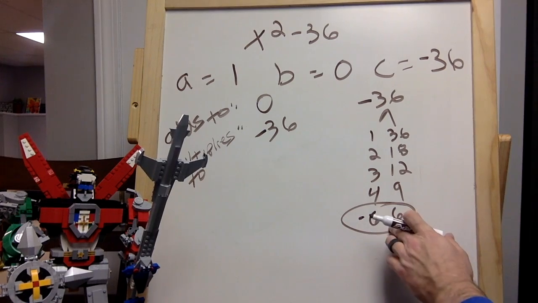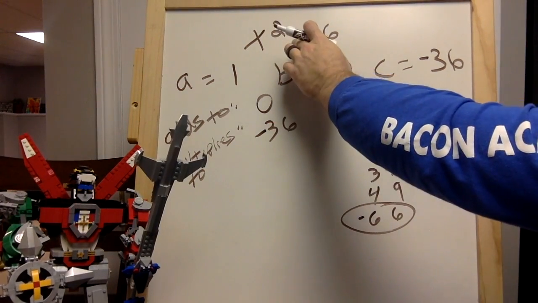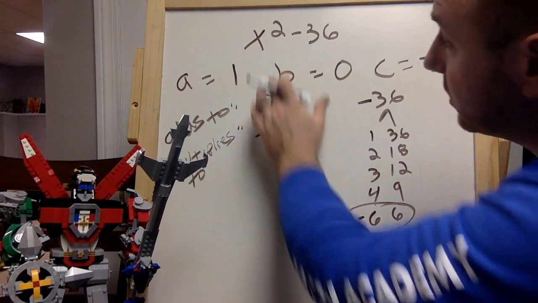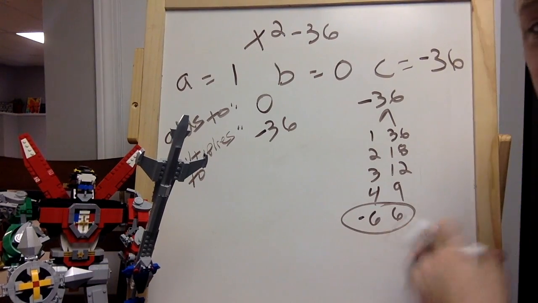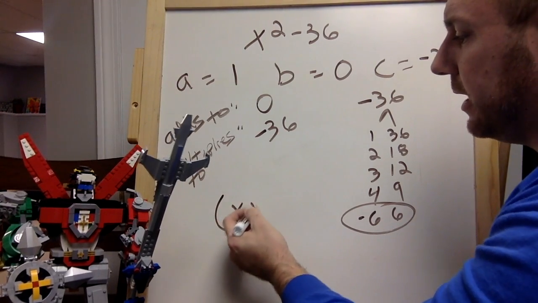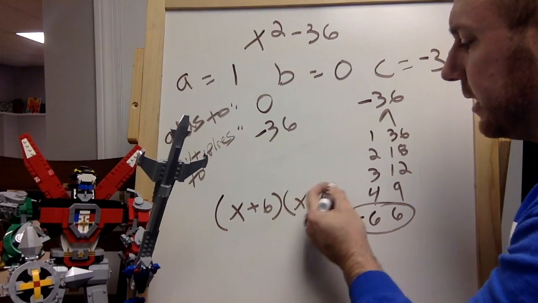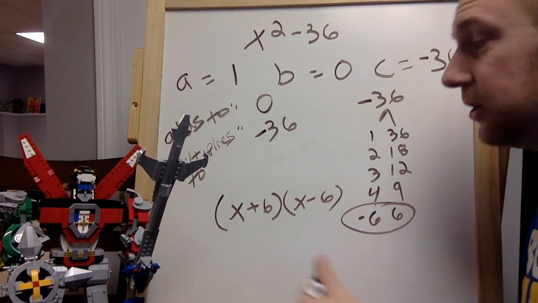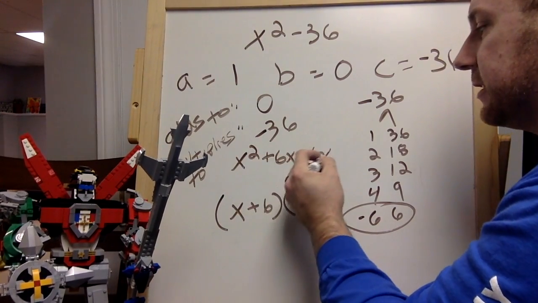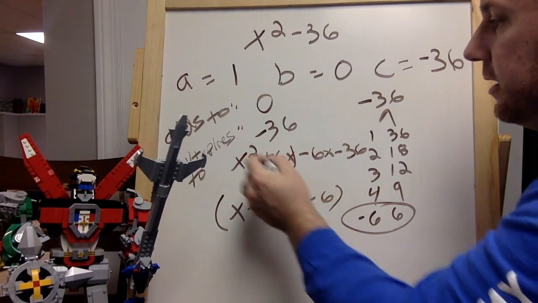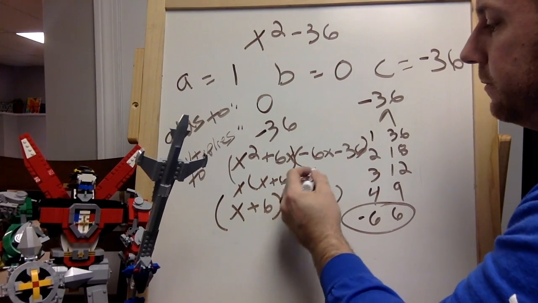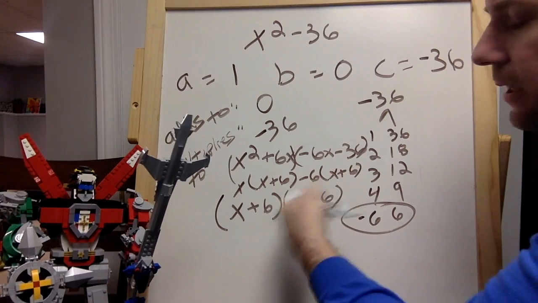So this only works when b is 0 if this is a minus in here. This is called the difference of squares, because x is squared, and 36 is really 6 squared, or 6 times 6. So you can immediately factor this into x plus 6 and x minus 6. Or, if you need to, write it out as x squared plus 6x minus 6x minus 36. Factor that by grouping. And now you have your answer.